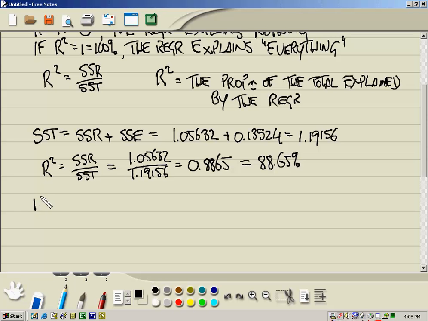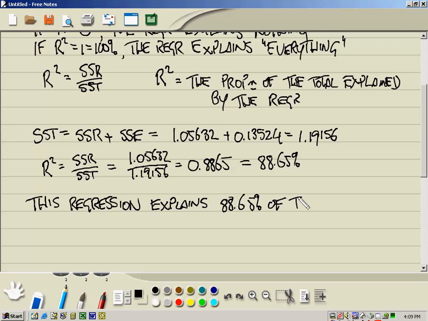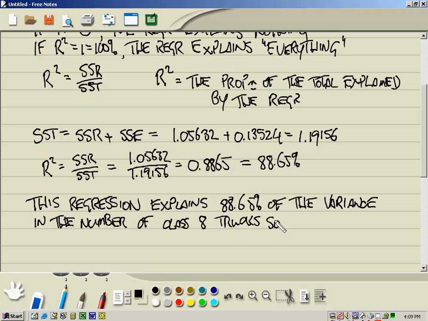The interpretation that we'll do always with an r squared, whether we calculate the r squared or whether it's given to us, is as follows. It means that this regression, being the exact equation that I wrote down for the regression before, with those exact numbers and x variables, explains 88.65% of the variation or variance, it doesn't matter which, we'll say variance, in the y variable, and let's not just say y variable, but in the particular y variable here, which is the number of class 8 trucks sold. Which is not a bad value for r squared, but it could be better.